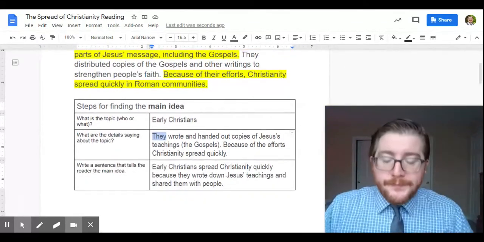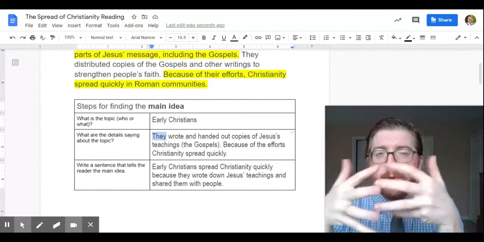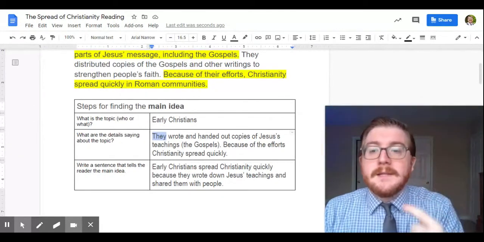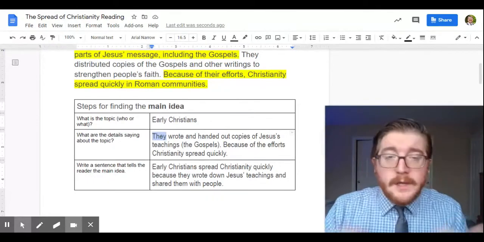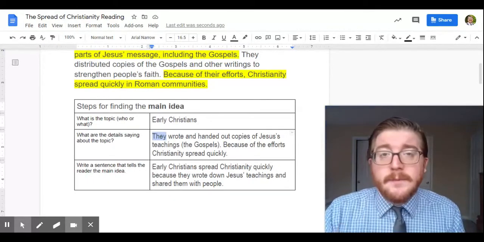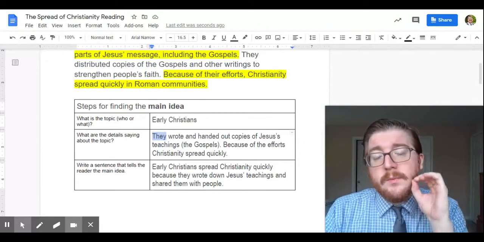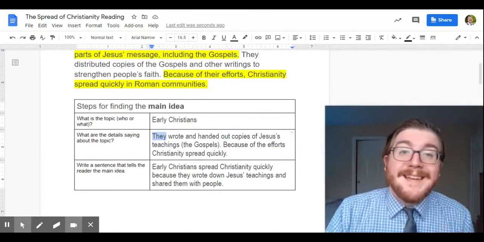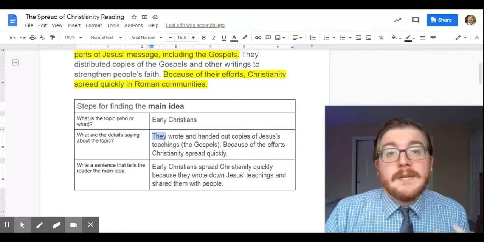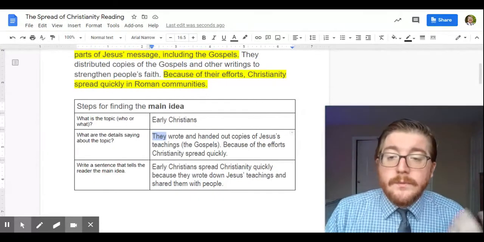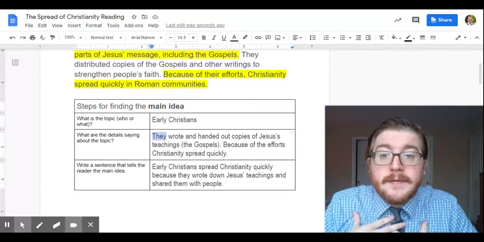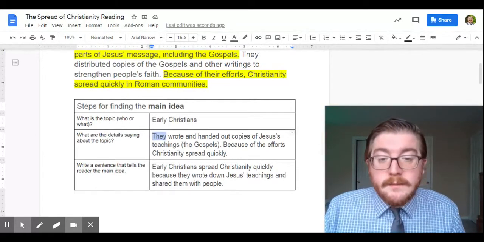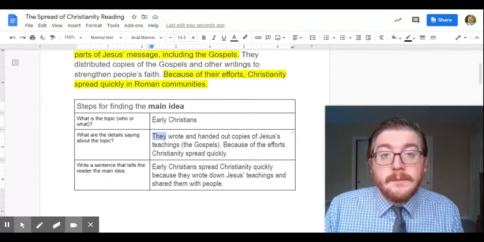And if you do that, if you synthesize these ideas, put them together, weed out the stuff that you don't need to know, we can finally say in one sentence, we can take a whole paragraph, you can take a whole book, you can take whatever, but here we're just doing one paragraph. In one sentence, we're thinking about what the main idea of this reading is. So the main idea that I think of this reading is that these early Christians were able to spread Christianity quickly because they wrote down the teachings and shared them with people.